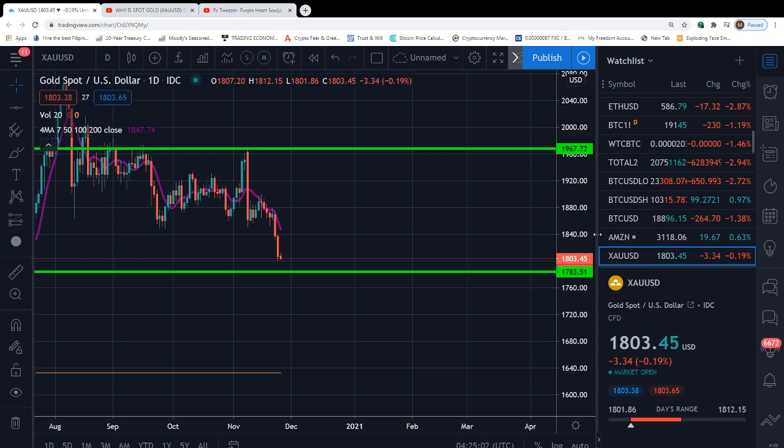All right, so today's November the 24th, 2020, and the current price of gold spot and USD pairing is going to be $1,803.10, down about 0.20% for the day.